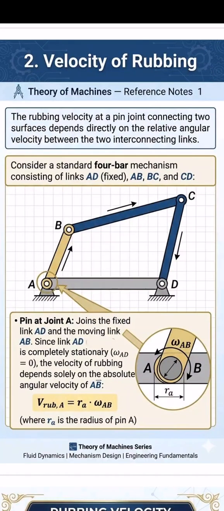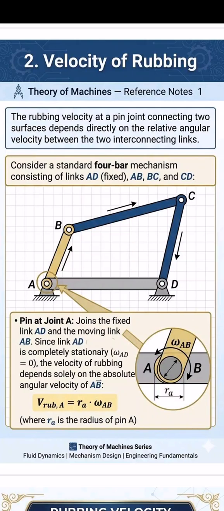Rubbing velocity. The rubbing velocity at a pin joint connecting two surfaces depends directly on the relative angular velocity between the two interconnected links. Consider a standard 4-bar mechanism with the links AD, AB, BC and CD.